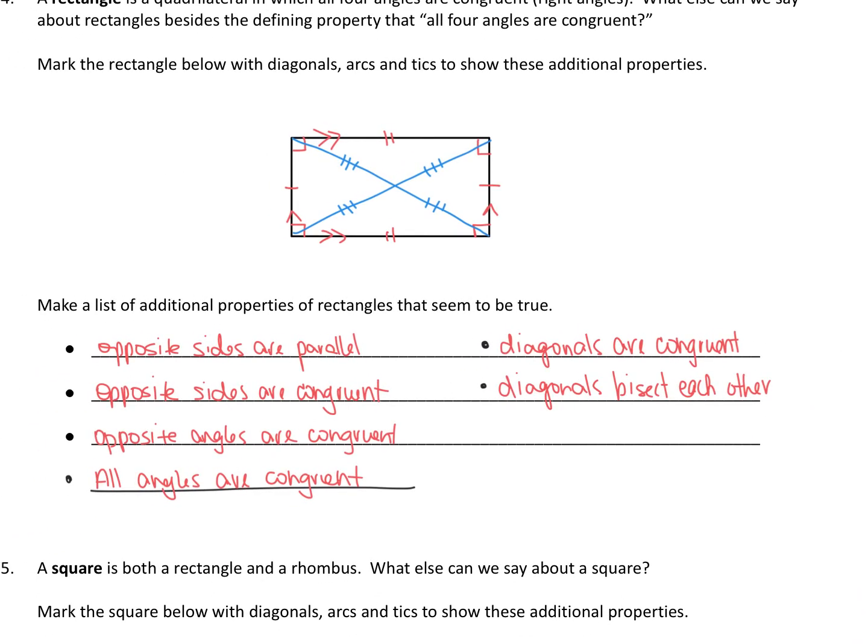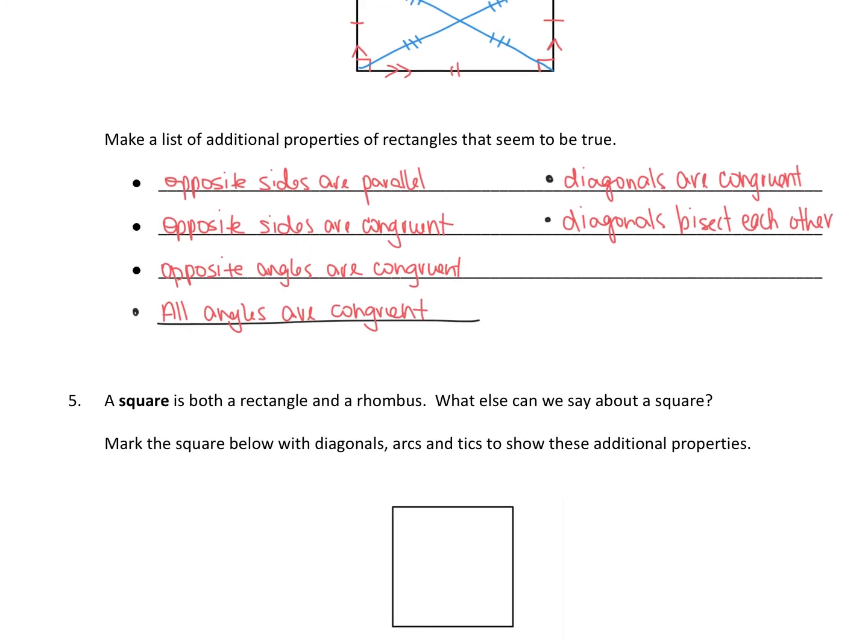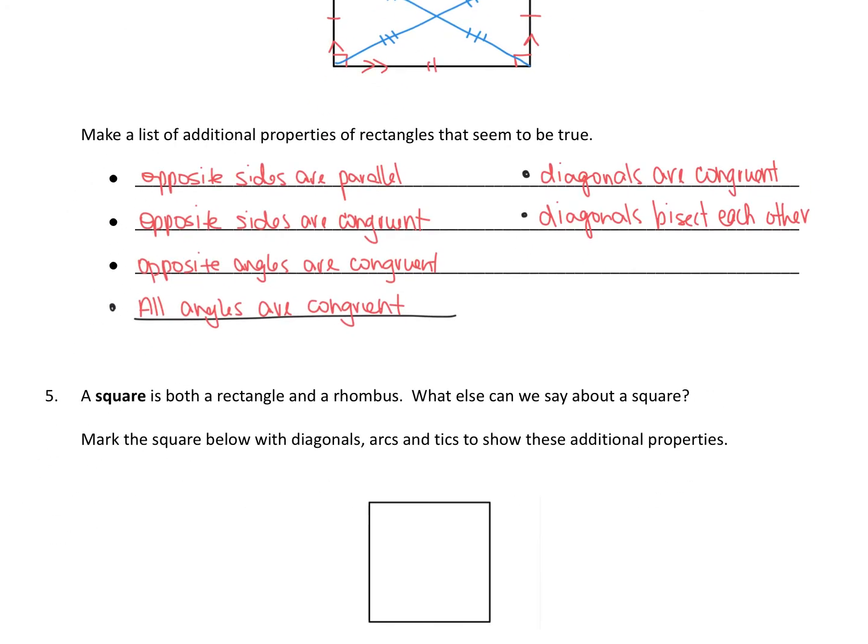It's got 6 additional properties. All right, let's use our last one, which is a square. A square is both a rectangle and a rhombus. Oh, so what's that telling you? That's telling you that any of the properties that a rectangle or a rhombus has, the square will also have. So the square is going to have lots of properties. What else can we say about a square? Mark the square below with diagonals, arcs, and ticks to show these additional properties.